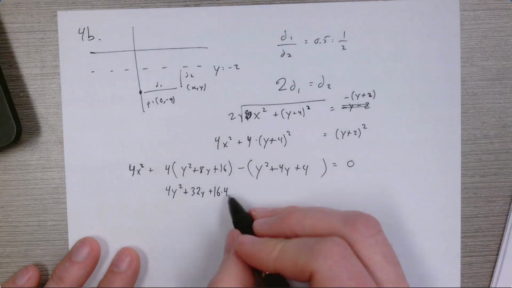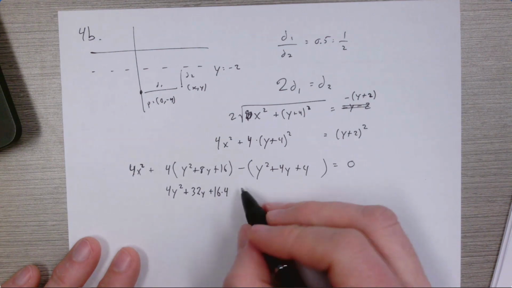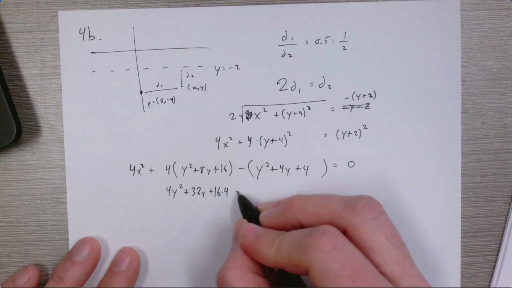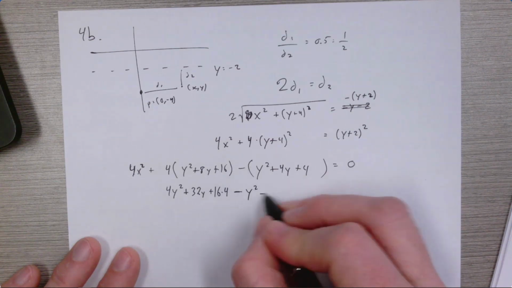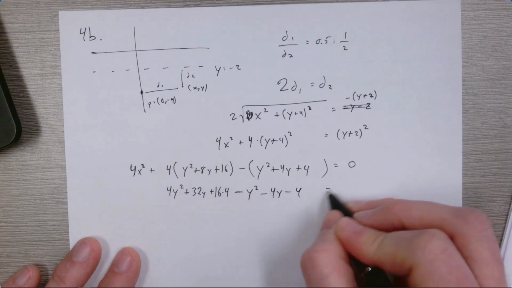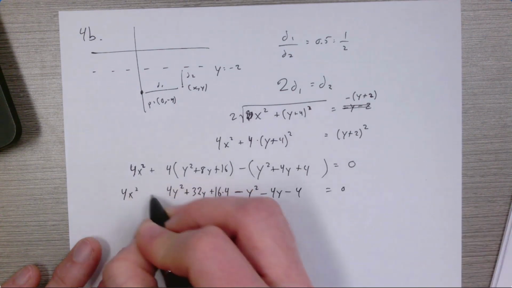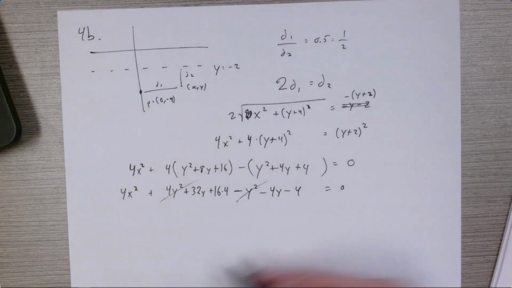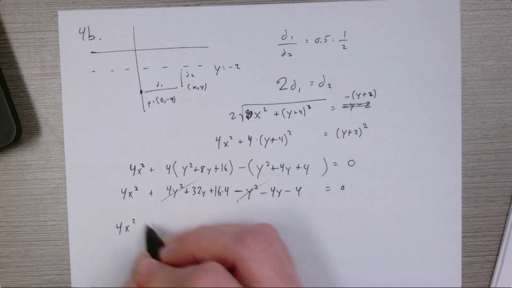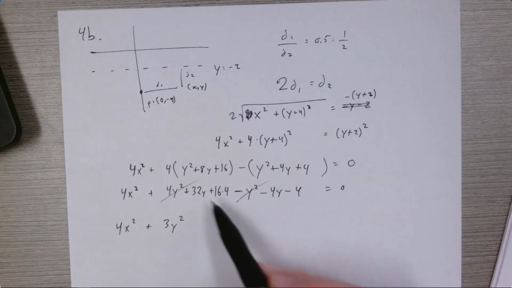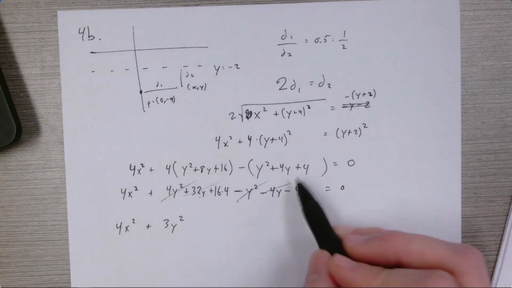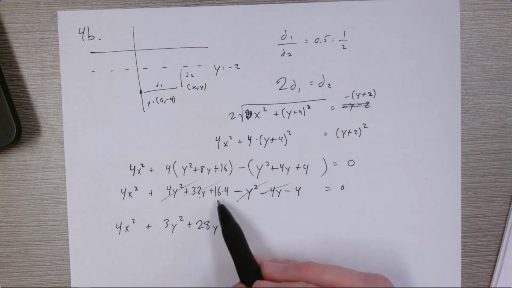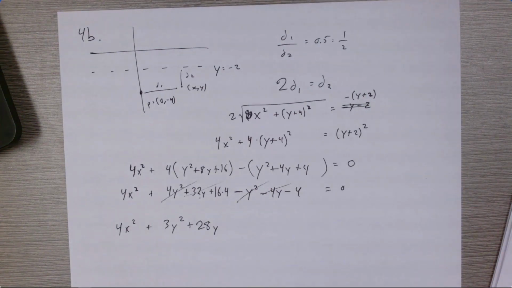You could multiply out, but let's keep it in a slightly factored form for the moment, because it just might make it easier to cancel things later. And then I guess let's distribute the negative. So y squared minus 4y minus 4 equals 0. And then let's not forget the 4x squared over here. Okay, so 4y squared minus y squared gives us 3y squared. So 32 minus 4 gives us 28y. Okay. So now 16 times 4 minus 4.